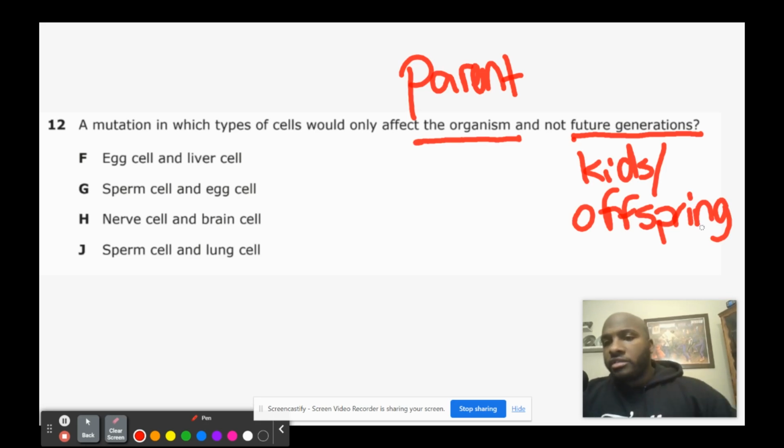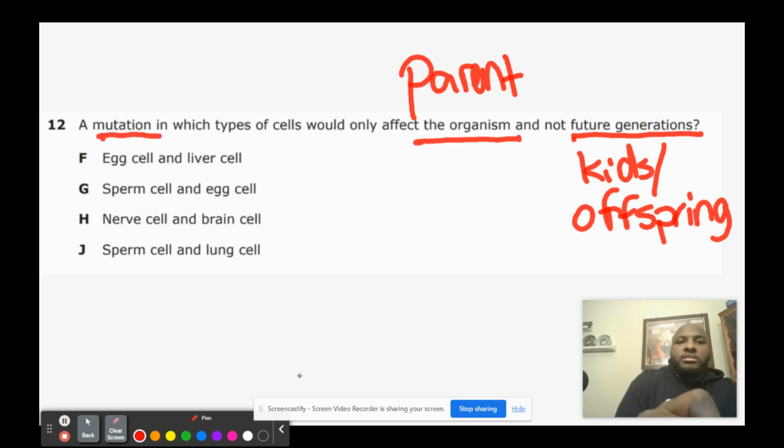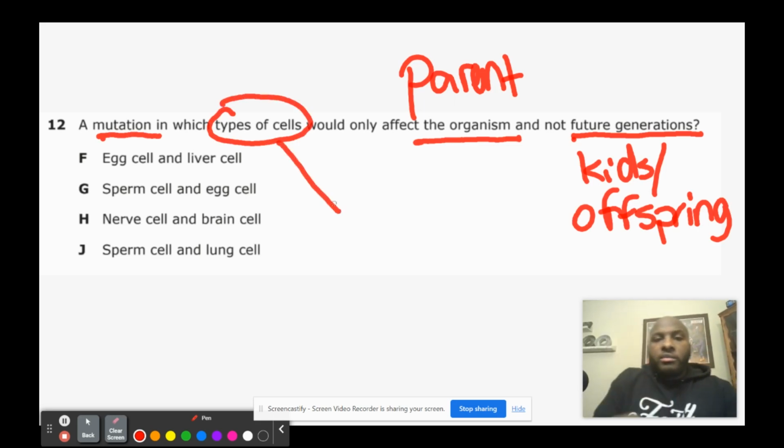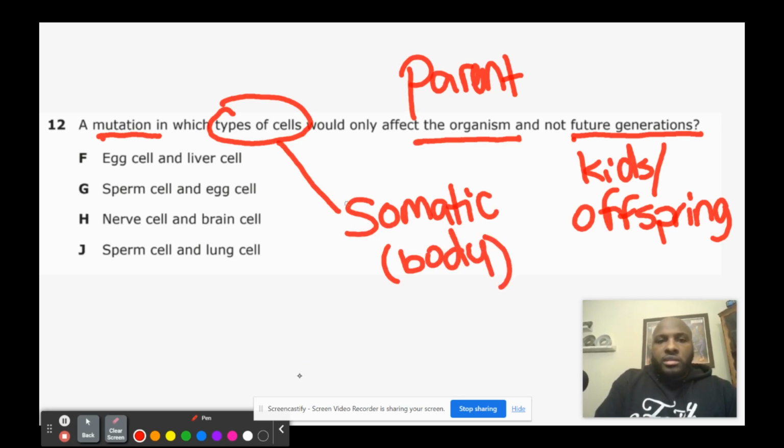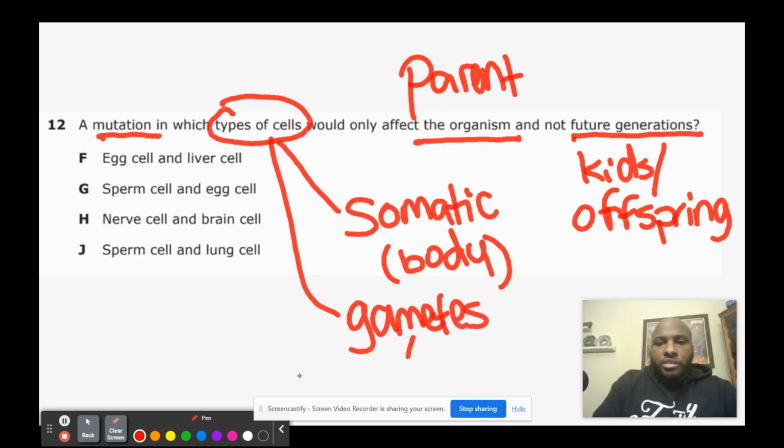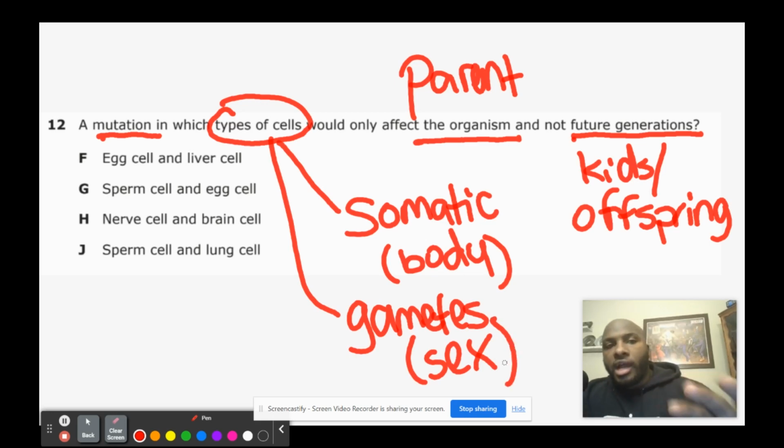So before we look at any answer choices, let's look at the type of cells that we know. So first off, we're looking at a mutation. What are the two types of cells that we have in our body? We have somatic cells, which are essentially body cells, and we have gametes, which are those sex cells, sperm, eggs, right? So now I know from prior knowledge, somatic cells are body cells, gametes or sex cells, my two sex cells, sperm and egg.